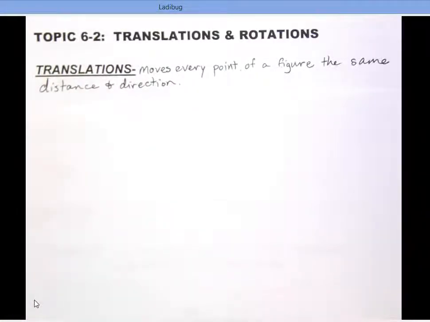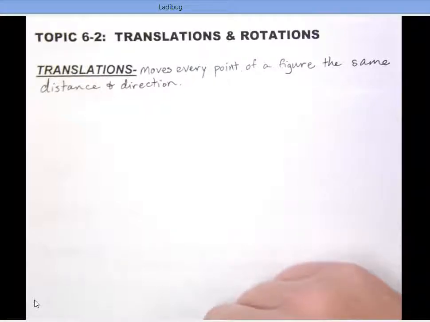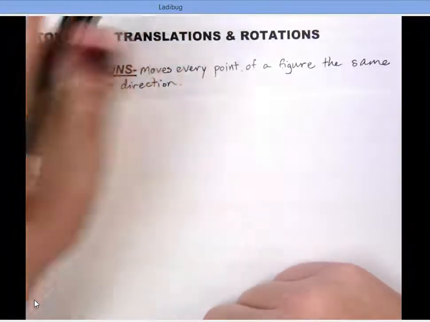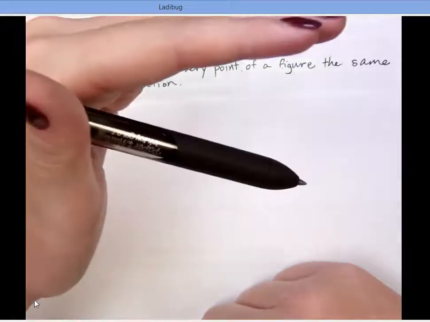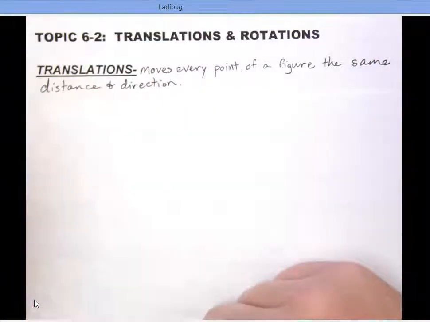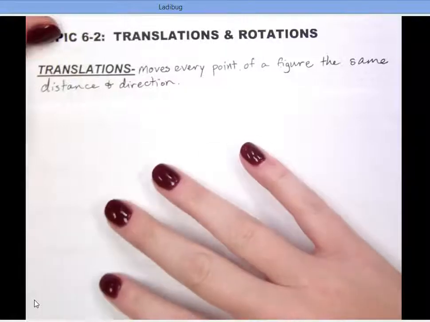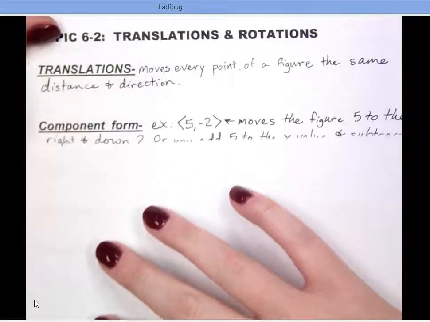The first one talks about translations. So all the translation does, which is probably a word you've heard before, it moves every point of a figure the same distance and direction. So basically you just take a shape and you move it on the x-axis, you move it to the left or right, on the y-axis you move it up or down, but the whole figure moves in the same way. So that's what a translation is.